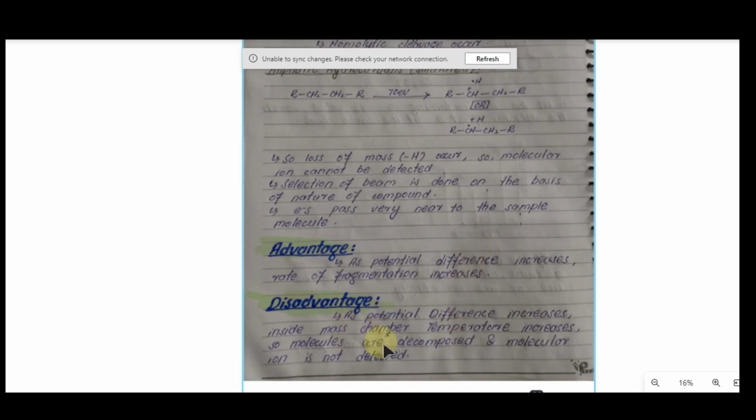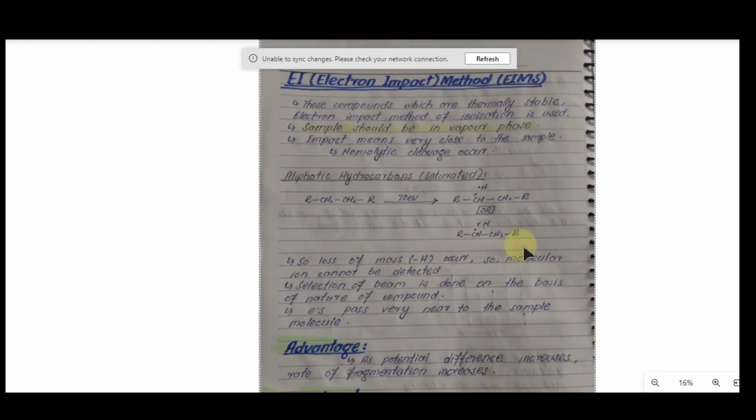Here an example is given of aliphatic hydrocarbons. Aliphatic hydrocarbons are saturated hydrocarbons. When a high beam of electrons is passed through the sample, the sample molecule will be converted into a molecular ion, and the molecular ion will be formed by the loss of mass. Here we have observed a mass loss of a hydrogen atom. The radical on it will be removed, so we are not able to detect the molecular ion because mass loss occurs.